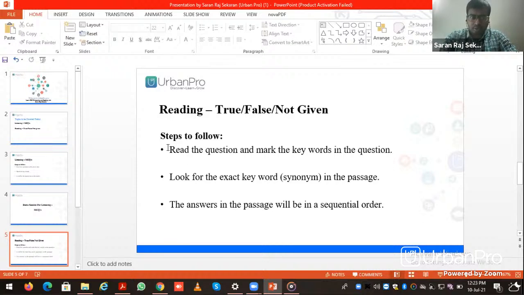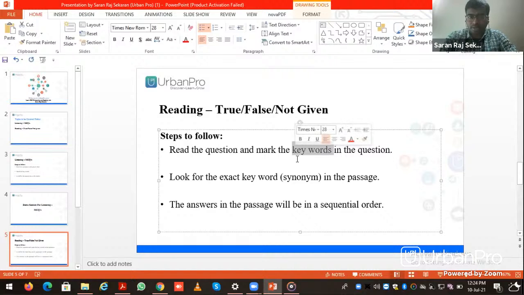It is the same as listening. First, we have to read the question and mark the keywords. The keywords will help us identify the sentence in the passage, and we have to look for that keyword and match it with the statement. If you find that exact synonym in the passage, the word from the statement in the passage, you will definitely find the exact answer in the same sentence. I'll explain that later in the class. The answers will be in the passage in sequential order. So remember, for this type of question, the answers will be in sequential order. So let me go with the demo.